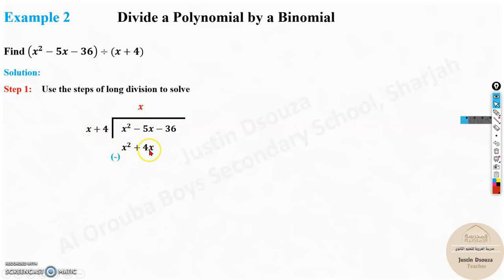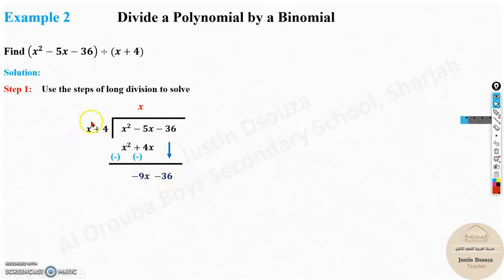Next, change the signs of both terms. Okay, now solve it. This becomes 0 because plus and minus get cancelled. Over here, minus and minus will be 9x, so it will be minus 9x. Now bring this term down over here. It'll be minus 36. What next?